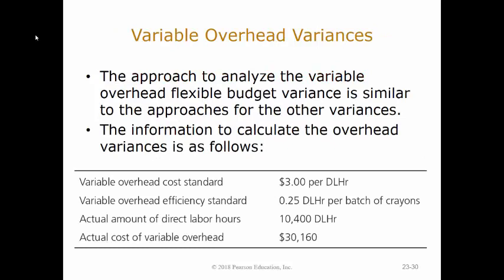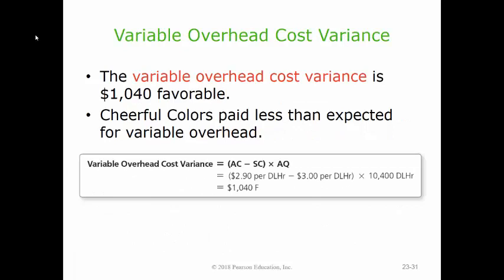So if we go back over here, we see that we paid $30,160 as our actual variable overhead expenditures. The actual quantity of our driver was 10,400 labor hours. If we take that 30,160 and divide it by 10,400, that's how we come up with $2.90 per hour. So our actual rate that we were incurring variable overhead at was $2.90 per hour, less than the $3 per hour that we presumed in our budget, 10 cents less.